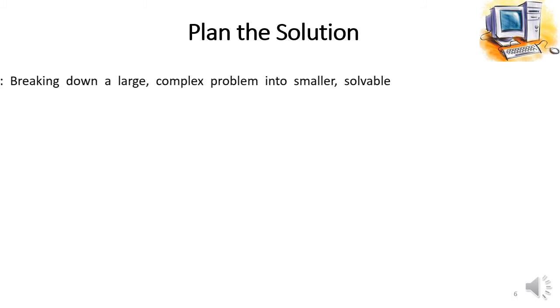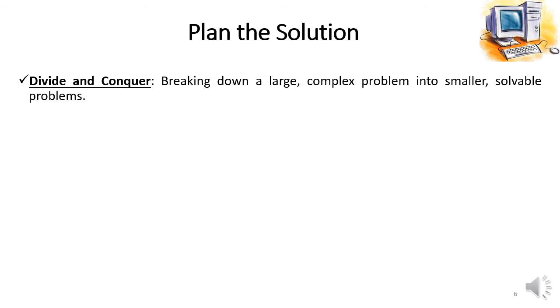Strategy or technique: divide and conquer. Divide and conquer is mostly used in situations where you have a large and complex problem that cannot be solved as a whole. So normally we divide such problems into portions, and then we solve those portions independently, and at the end we get the whole solution of the problem. So that is actually breaking down a large complex problem into smaller solvable problems.